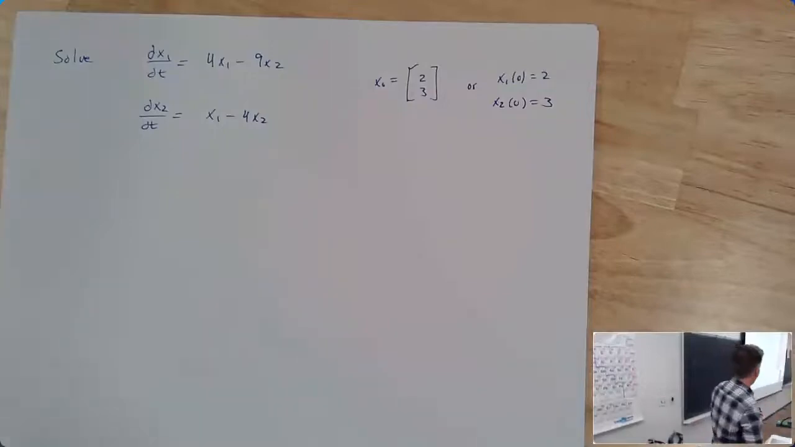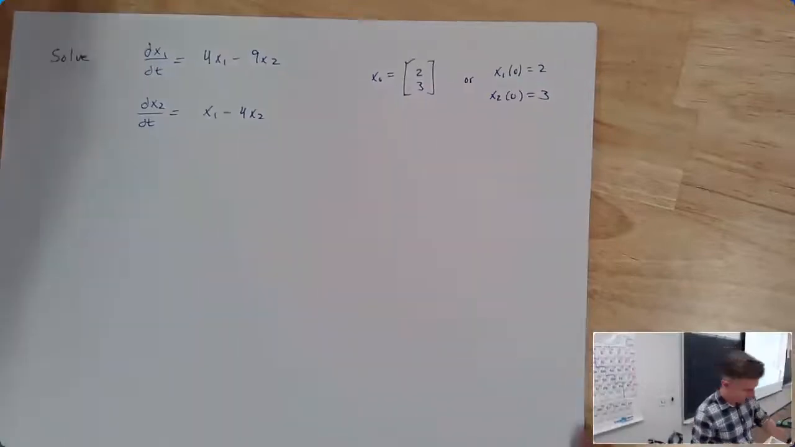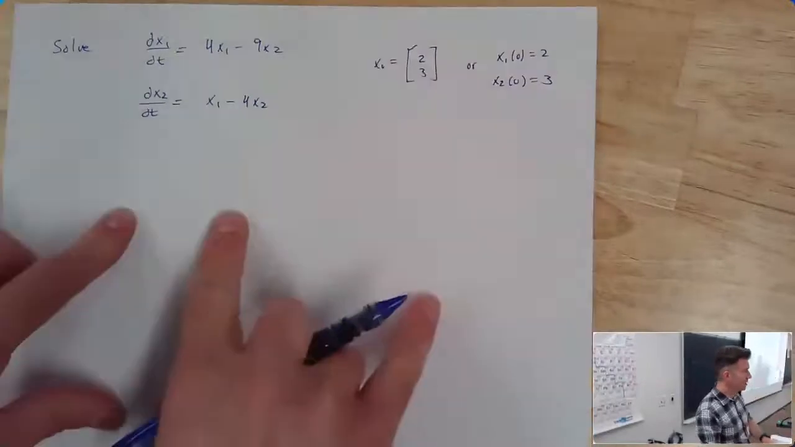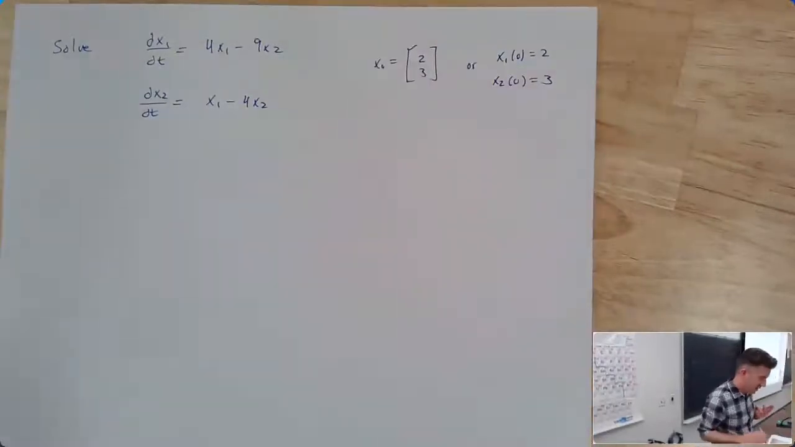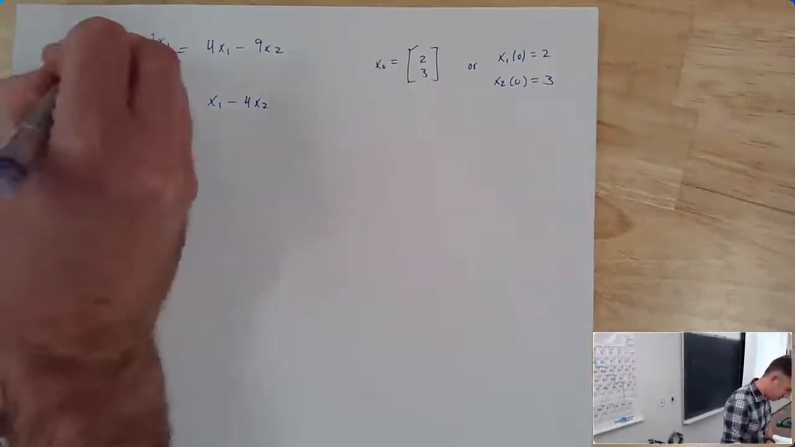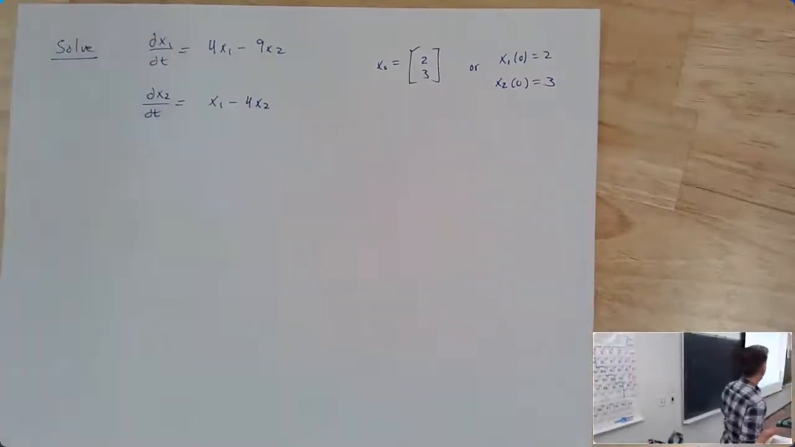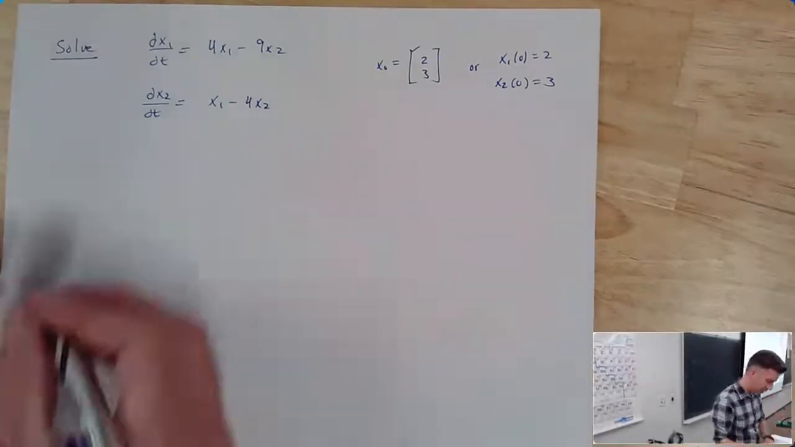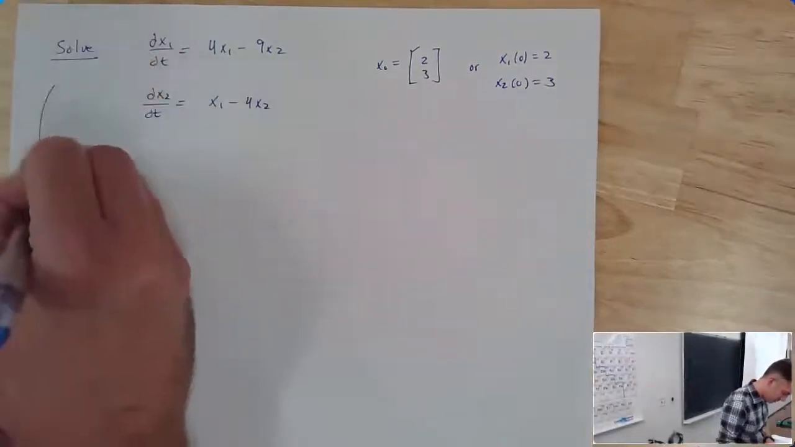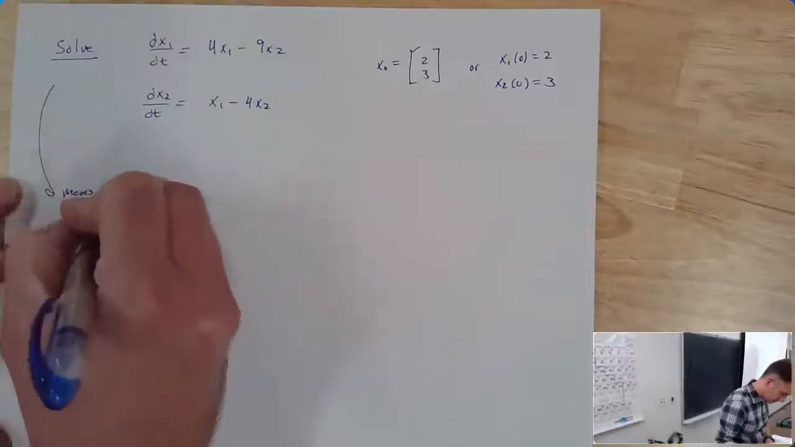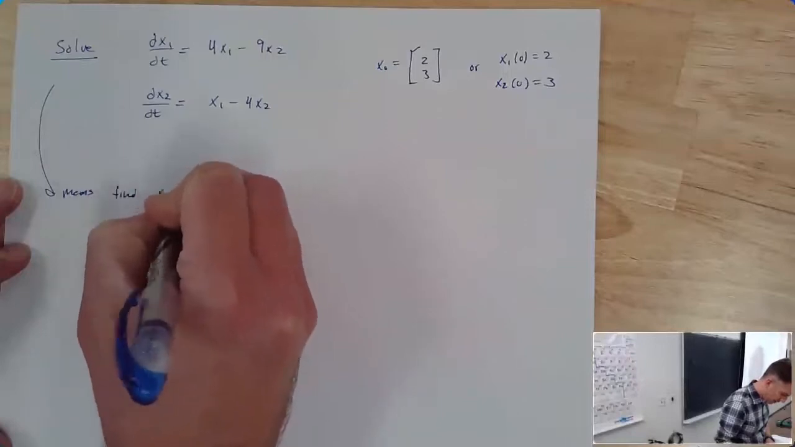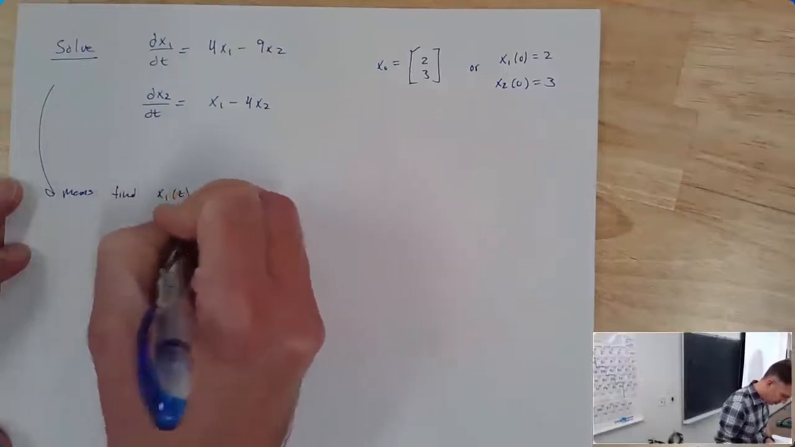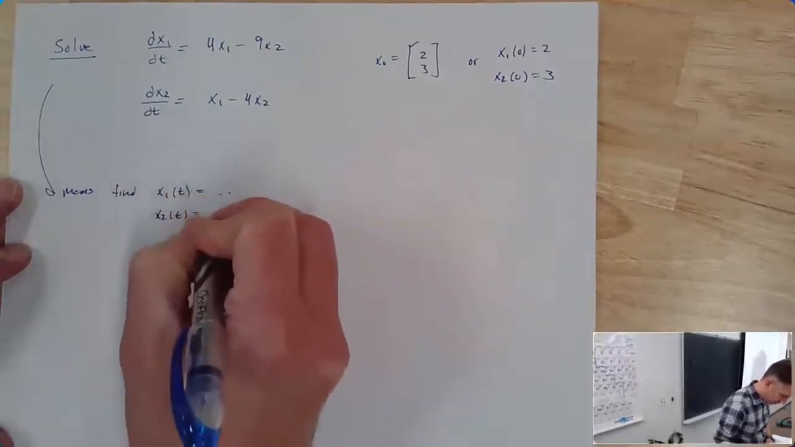It really doesn't matter, but this one is going to be a little bit uglier than the ones you've probably seen because our eigenvalues are not going to be super nice. So let's find the eigenvalues. And again, when I say solve, what it means is we want to find x1 of t and x2 of t, and what they're equal to.